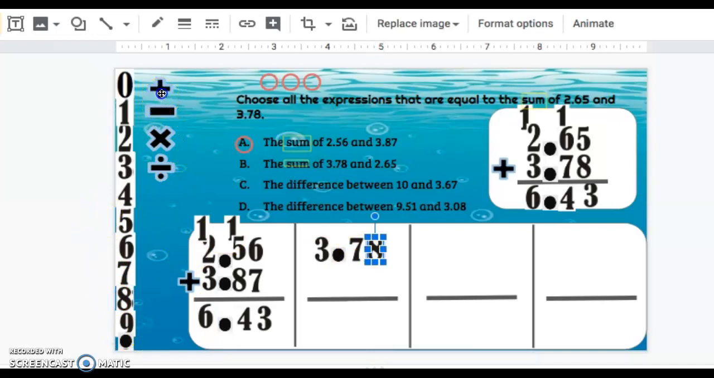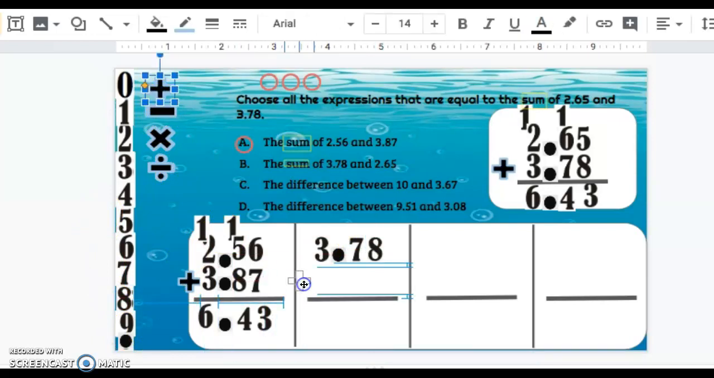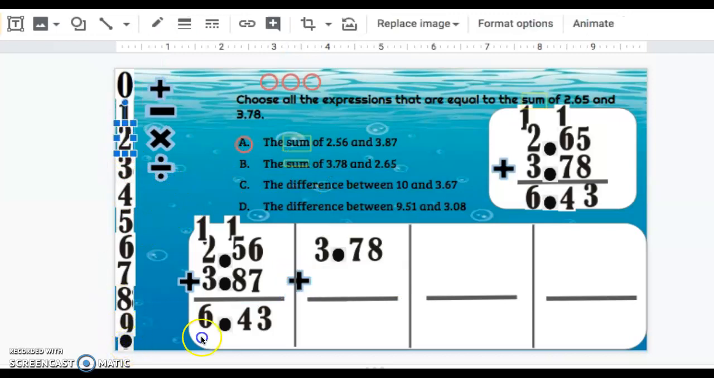And then sum means to add. So we're adding. And then we have 2. Before I do, I'm going to put my decimal point, so I make sure I line up my decimal points and I line up the digits. So I put my 2, my 6, my 5.